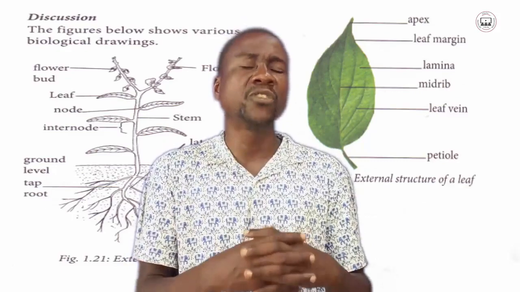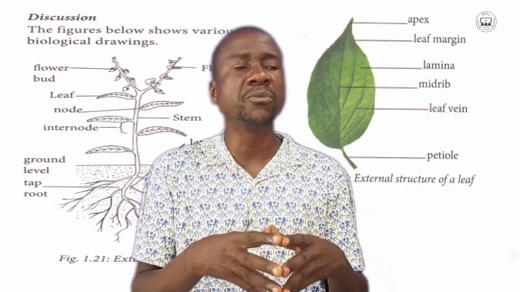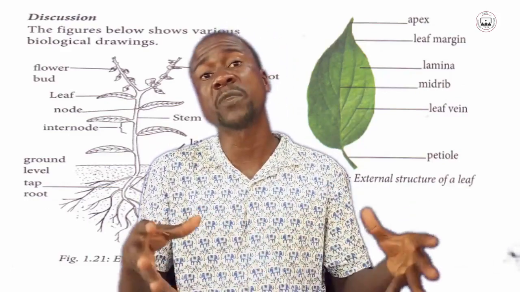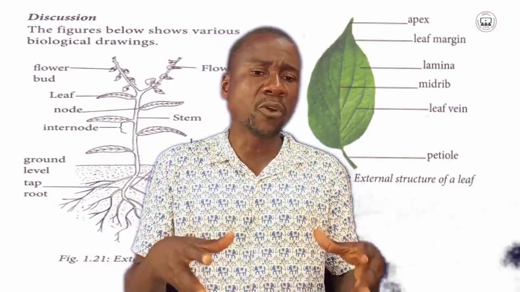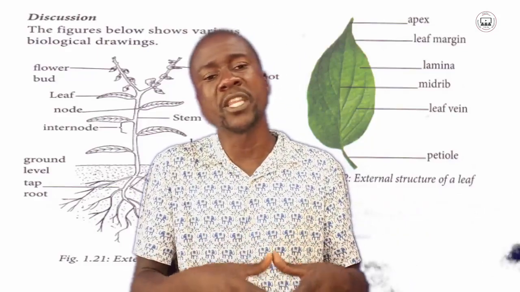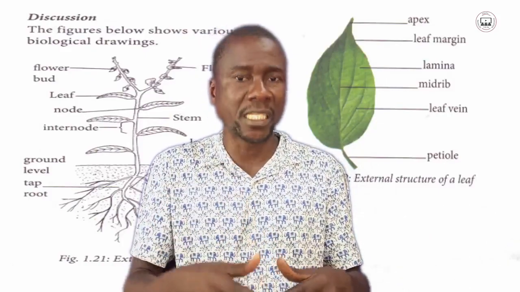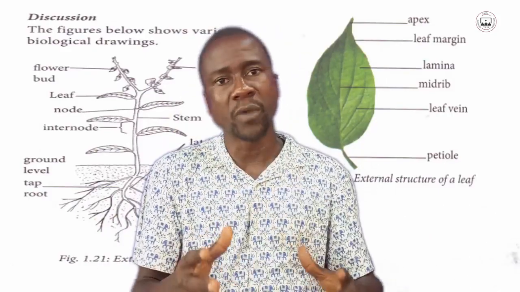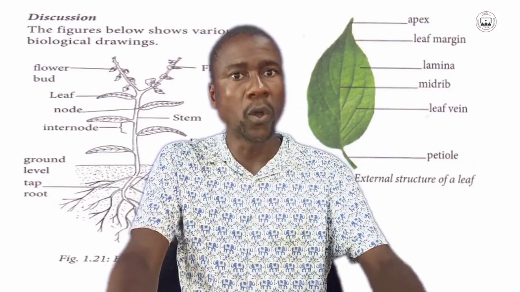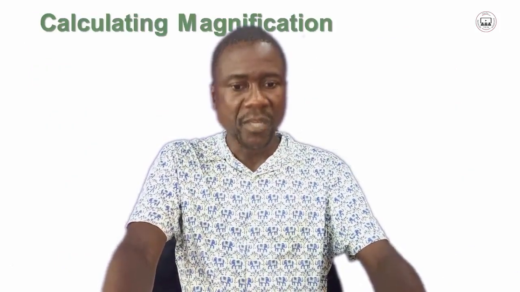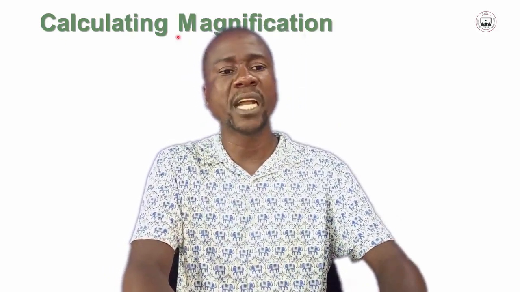But now, these are just drawings. As you draw, you always remember that you draw something which was real, a specimen, and then you are making it as a drawing. But as you draw, you may make the drawing bigger than the actual specimen, or you may make the drawing smaller than the actual specimen. So in biology, you will also be required to calculate how you have magnified that drawing. So the next part, we are supposed to know how we might calculate magnification. So this part will teach how we might calculate magnification.